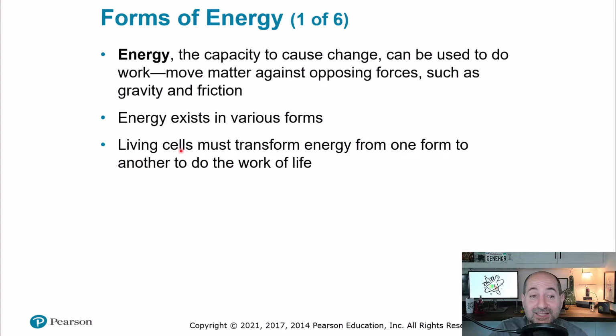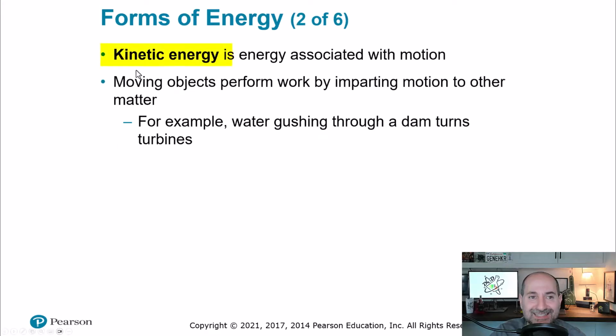And living cells, like the cells in your body, are constantly transforming energy from one form to another all the time in order to allow life to occur. So let's explore some of the various forms of energy, starting with kinetic energy. Kinetic energy is the energy associated with motion. Anytime something is moving, it possesses kinetic energy. Even if molecules are moving, that is said to be kinetic energy. And you can use moving objects to perform work by imparting motion to another object or other matter.